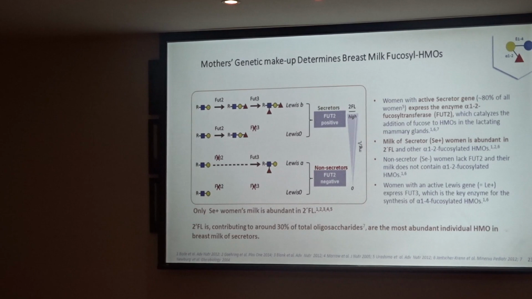80% of the mothers are secretors of 2-fucosyllactose because they express the enzyme called alpha-1,2-fucosyltransferase. And this enzyme catalyzes the addition of a fucose to the HMOs in the lactating glands. So 80% of the mothers contain 2-fucosyllactose and 20% will not excrete 2-fucosyllactose.